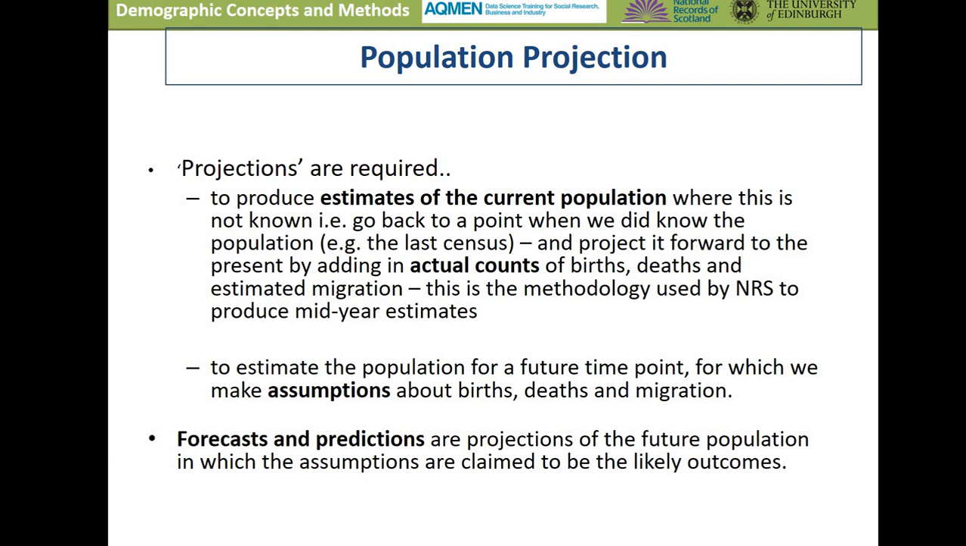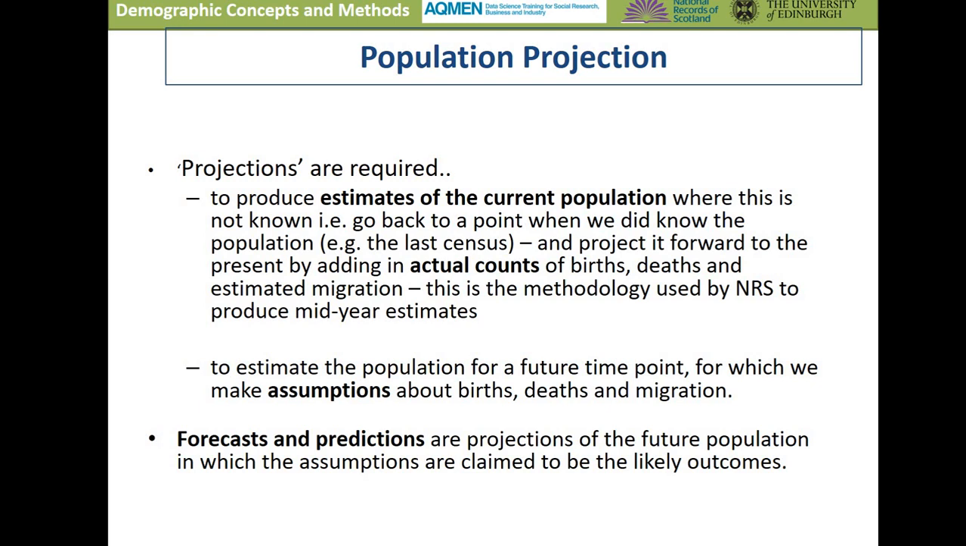We also require projections to produce estimates of the current population for time points where this is not known directly. So this involves a process of going back to when we last did know the population accurately, or we accurately count that. So for example, this might be the last census, and projecting that last reliable point of data we have at the census forwards to the present by adding in our estimates of births, deaths and migration. This is a methodology that National Records of Scotland and other national statistical agencies use to produce what are known as the mid-year population estimates.